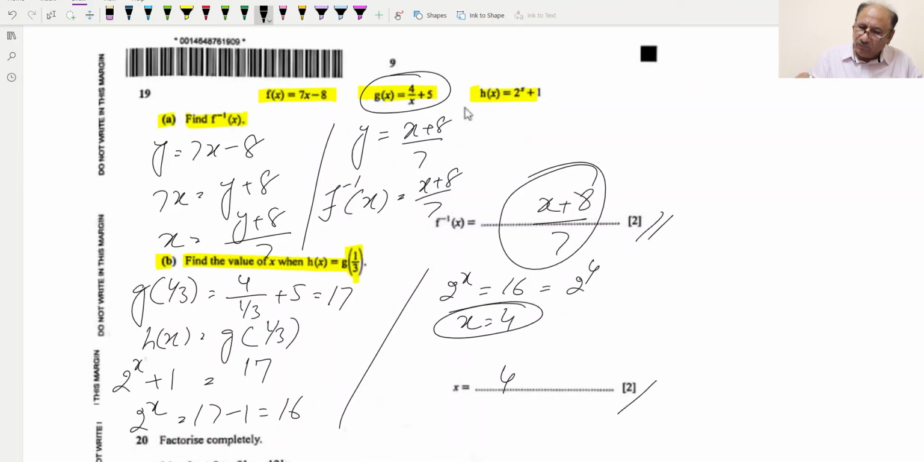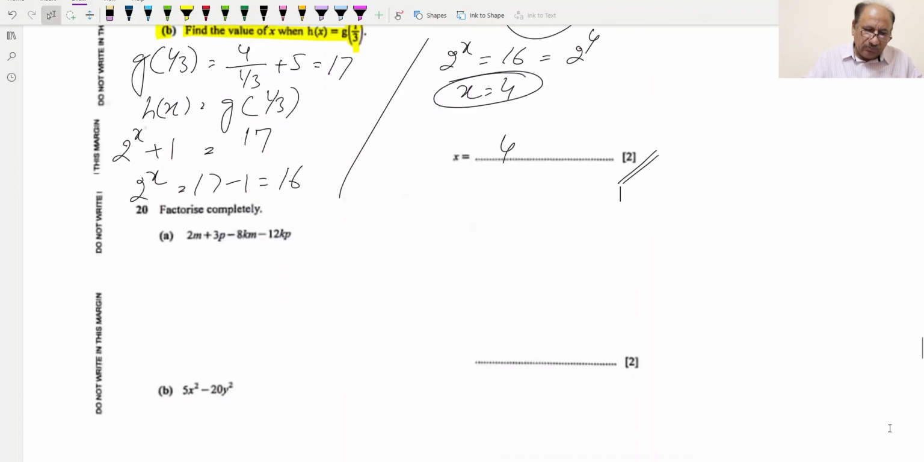So x will be equal to 4 for 2 marks. Now question number 20, we have to factorize completely, and this is the expression given, and we can make the pairs, first pair and second pair.